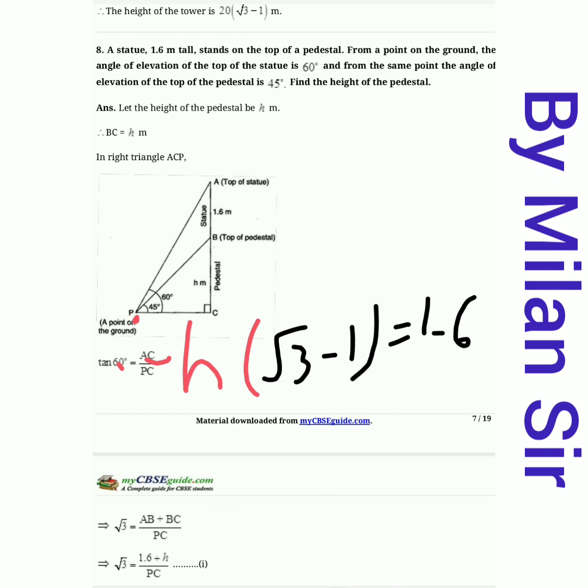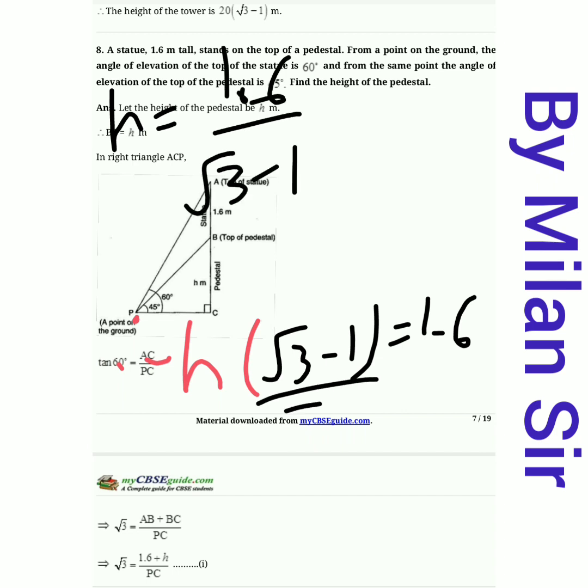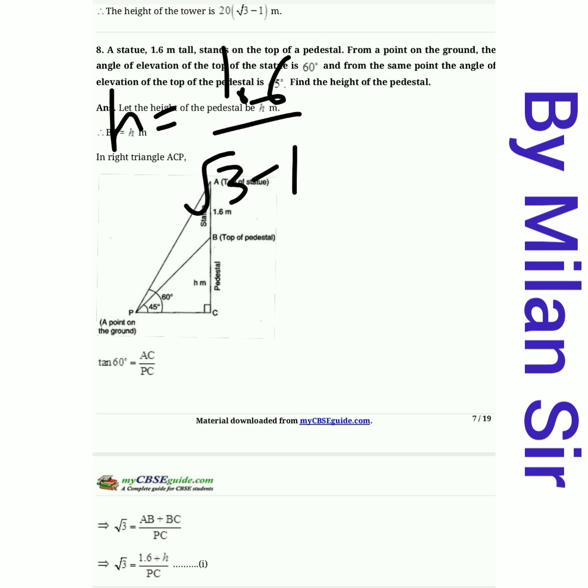Okay, sorry again, 1.6 upon under root 3 minus 1, because under root 3 minus 1 is multiplied with the H, right? So it is in multiplication. So if we transfer it to the right hand side, it goes to division. Now this is our final answer. That means the height of the pedestal.